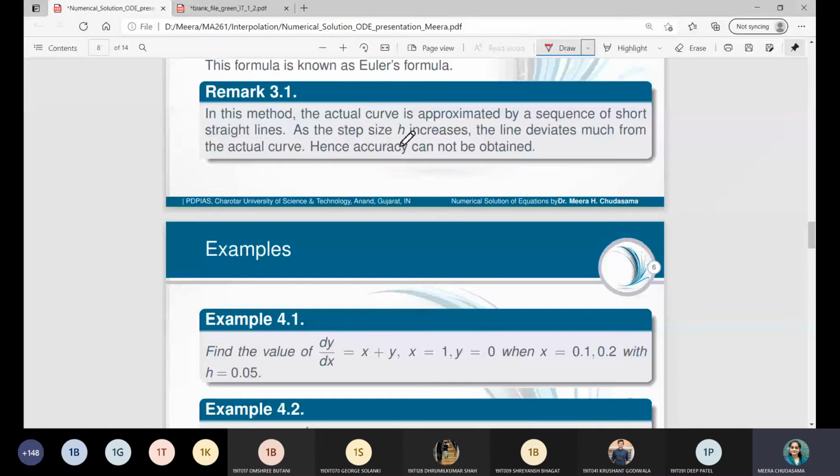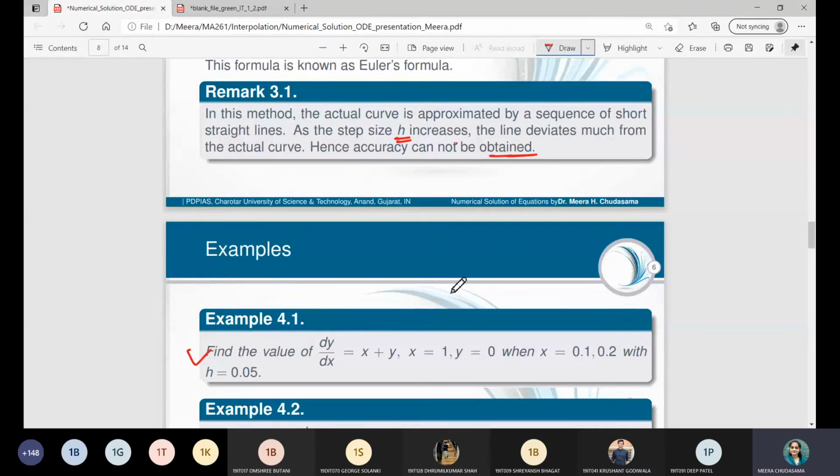As step size h increases, the line deviates much from the actual curve. Hence, accuracy cannot be obtained. So if you want a better approximation, more accuracy, then you have to consider step size h smaller and smaller, right? So that is one drawback of this method. So let us solve one example based on this method.